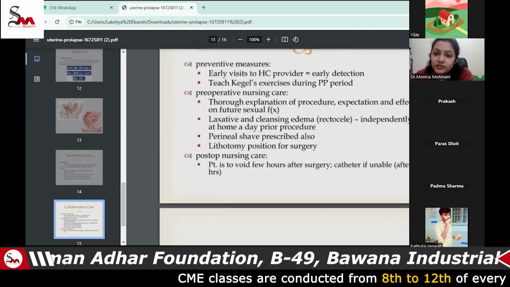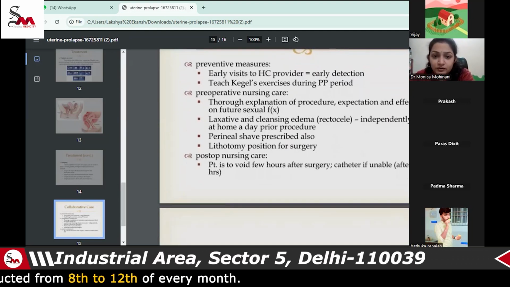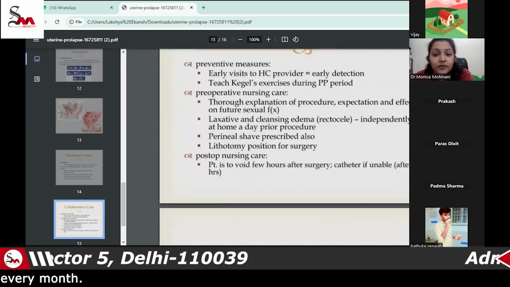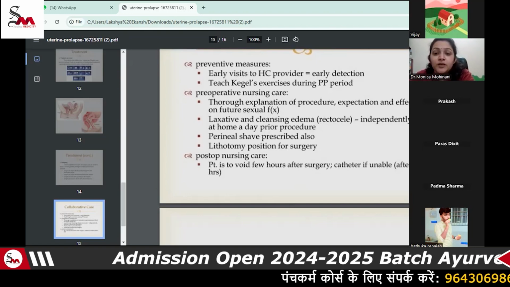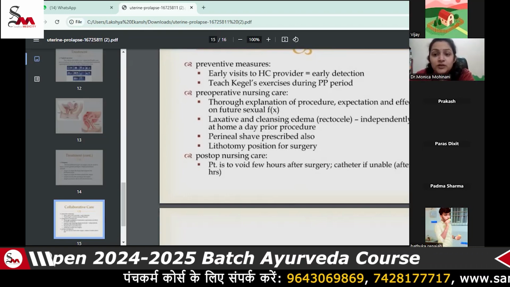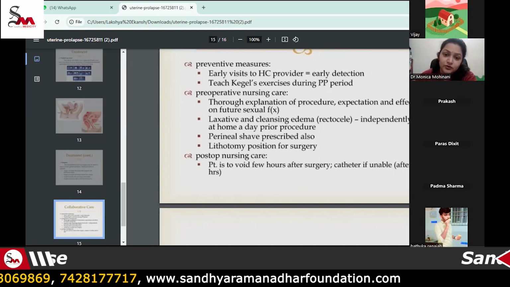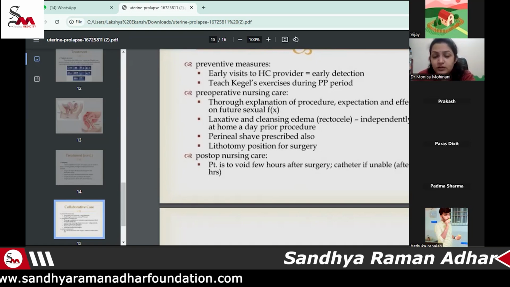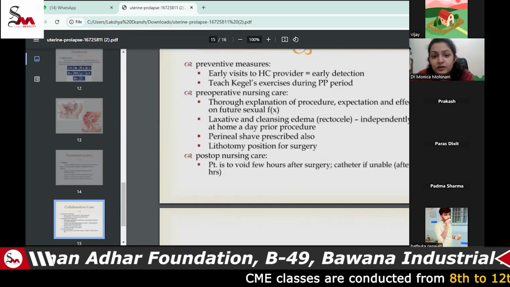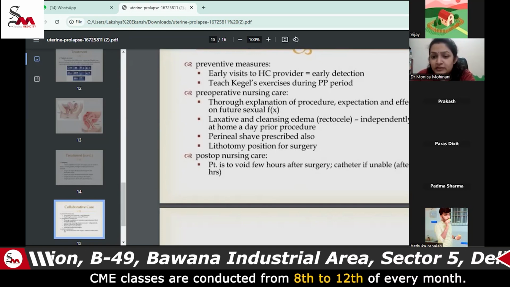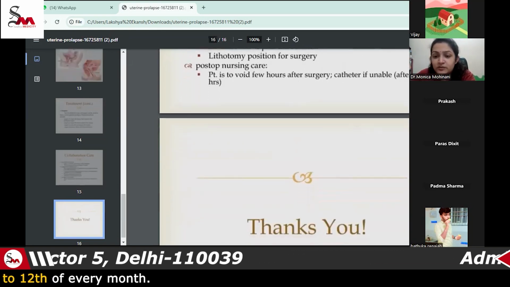Pre-operative nursing care: thorough explanation of the procedure, expectations and effects on future sexual life, and laxatives and cleansing enema. Many times due to constipation they give extra pressure, rectocele, and this is done independently at home or the day prior to the procedure. Perineal shave is also prescribed. Lithotomy position is used for the surgical procedure. And post-op nursing care: the patient is to wait a few hours after surgery. The catheter is in place. These are for the surgical procedure.